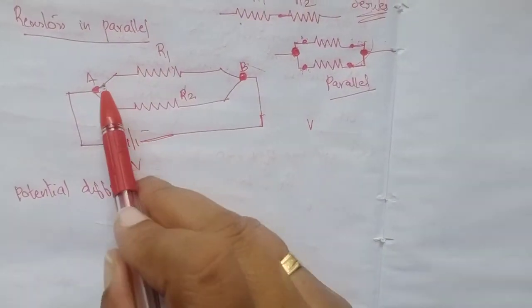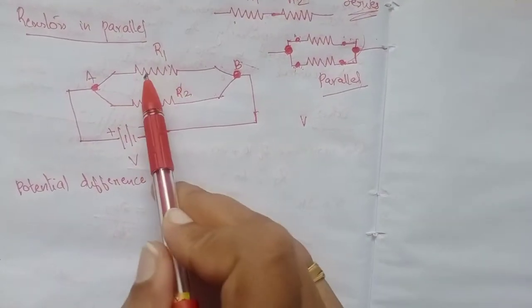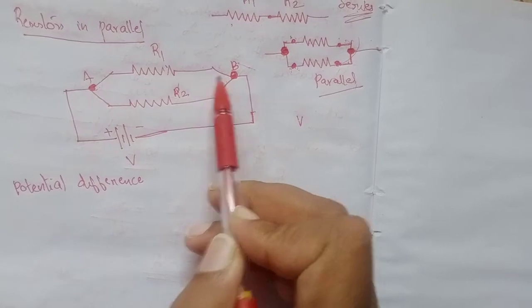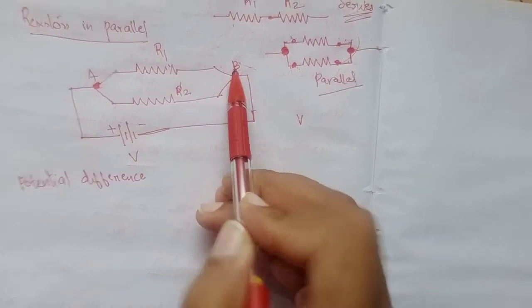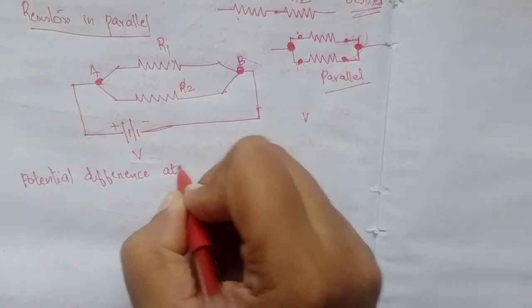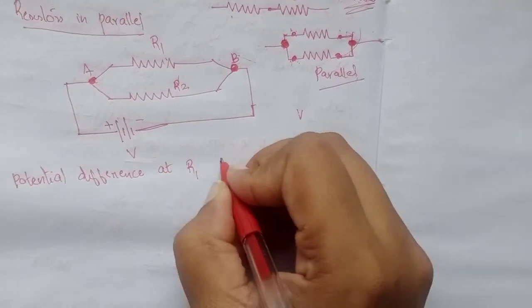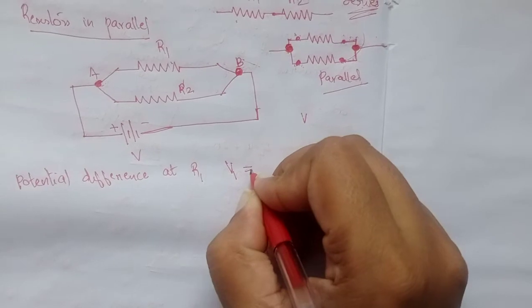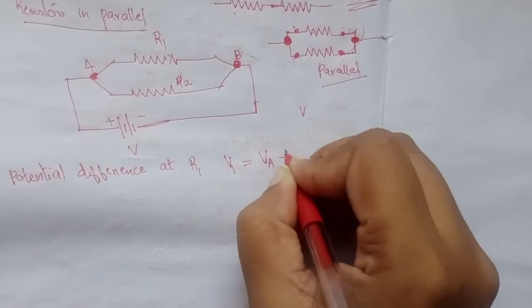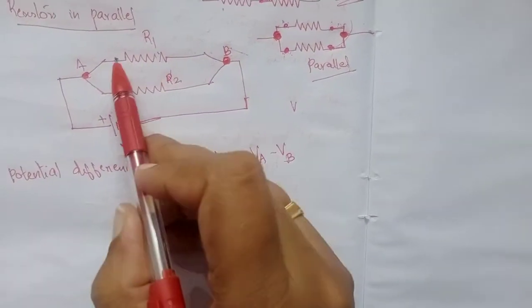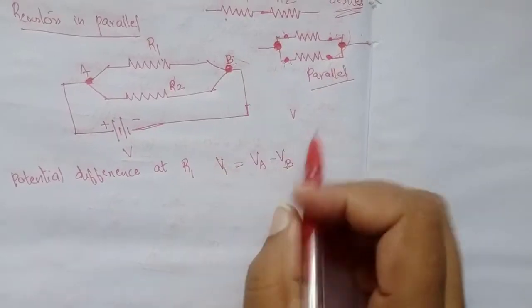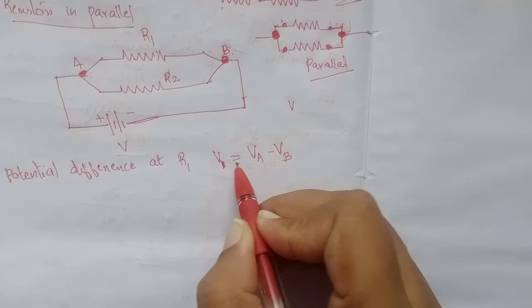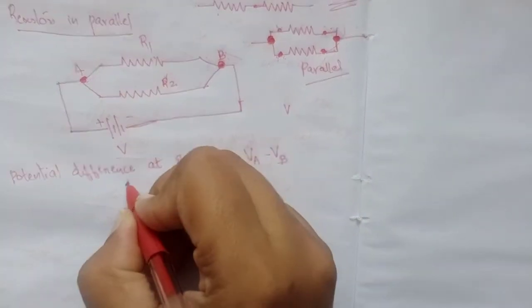So let us consider the potential difference of resistor R1. What are the two points at which the resistance R1 is connected? The point A and the point B. So how can we find the potential difference across R1? We can write V1 is equal to VA minus VB, because the two points at which R1 is connected are point A and point B.